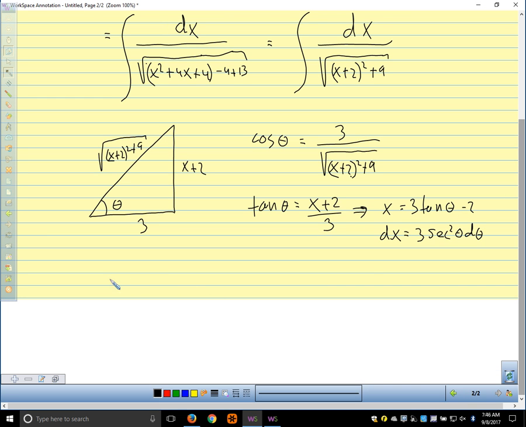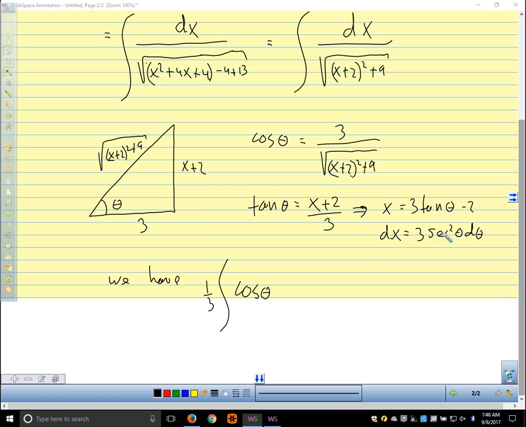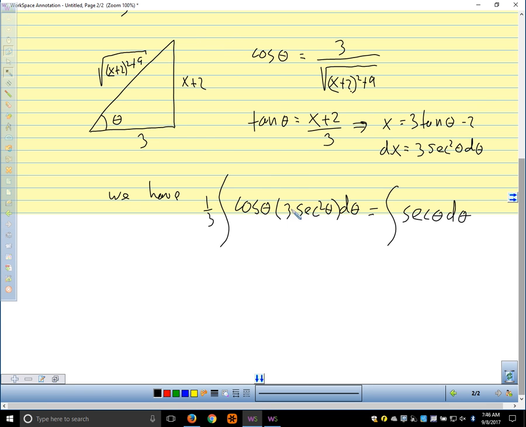And now I'm going to substitute. In the integral, I don't have this 3 in my original integral, so we get a 1/3, and I get a cosine theta. That gets me this quantity in the denominator there. And then I have my d theta. I'm going to write that 3 secant squared theta d theta. And this just gets the integral of secant theta d theta. The 3 and the 1/3 cancel. This is in the numerator.